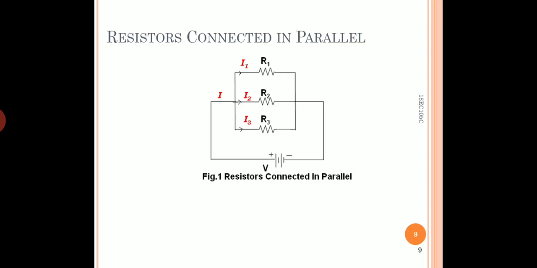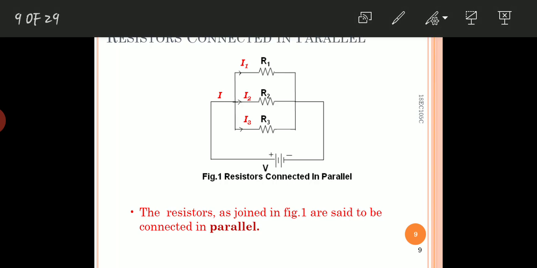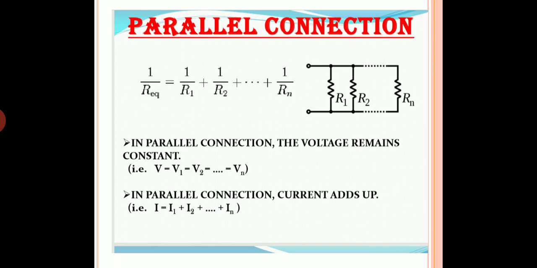Now let us see about the parallel connections. Like this in the figure, when you see that they are connected like that, one is tied to the other and likewise, this connection is called a parallel connection of resistors. When they are joined as shown in the figure, they are said to be connected in parallel. So the parallel connection, let us read out that statement.